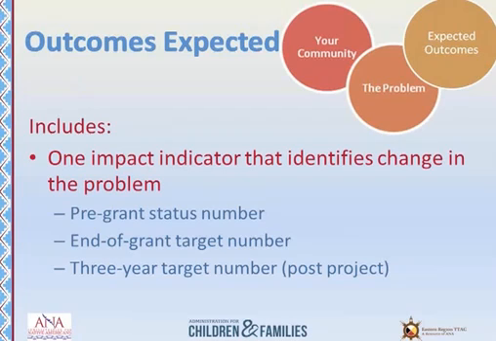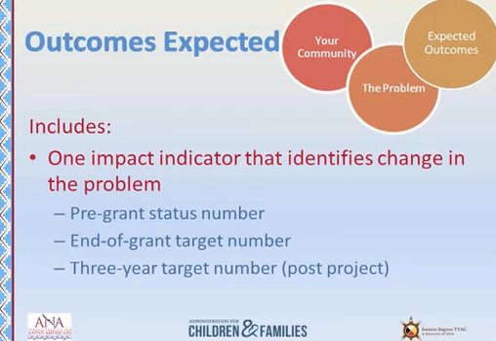You need to include baseline data on the indicator prior to grant implementation, or where you are at now. You also need to provide an end-of-project target number, or what you expect to have achieved at the end of the project. And lastly, because ANA works to fund projects that have continued impact in their communities, you need to provide a target number for 3 years after the project has concluded.